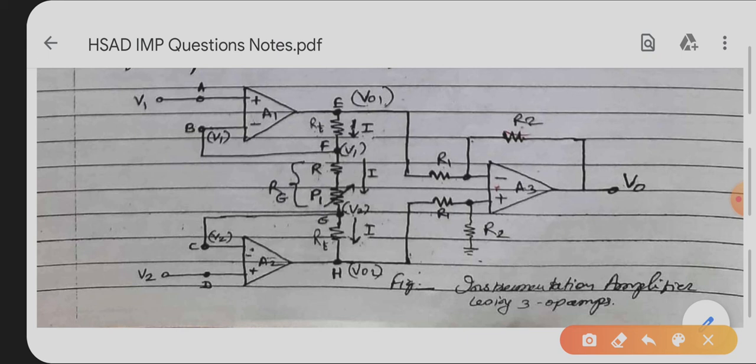V1 is the input signal applied to the positive terminal of A1. V2 is applied to the positive terminal of op amp A2, and the outputs of both A1 and A2 are given as input to A3. So A3 is the third op amp which is connected to the outputs of A1 and A2. A1, A2 are connected in non-inverting mode, A3 is connected in differential amplifier mode, and finally you will get the output. So you have to write down what is an instrumentation amplifier.